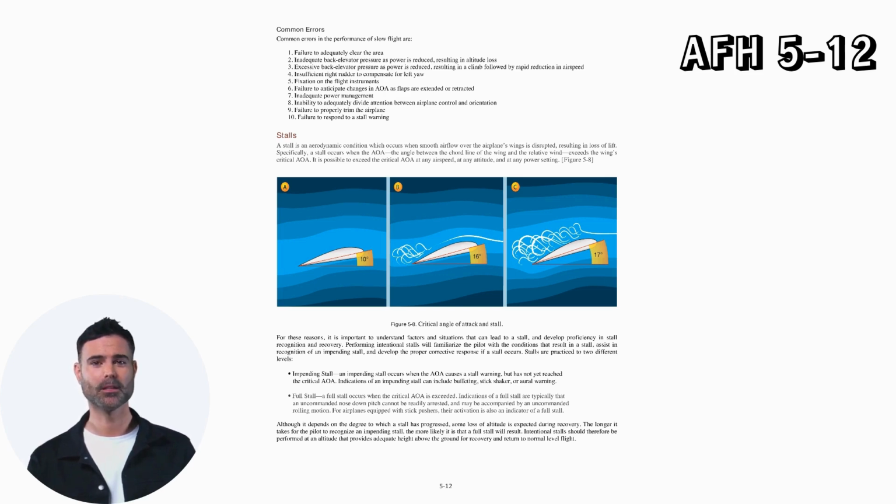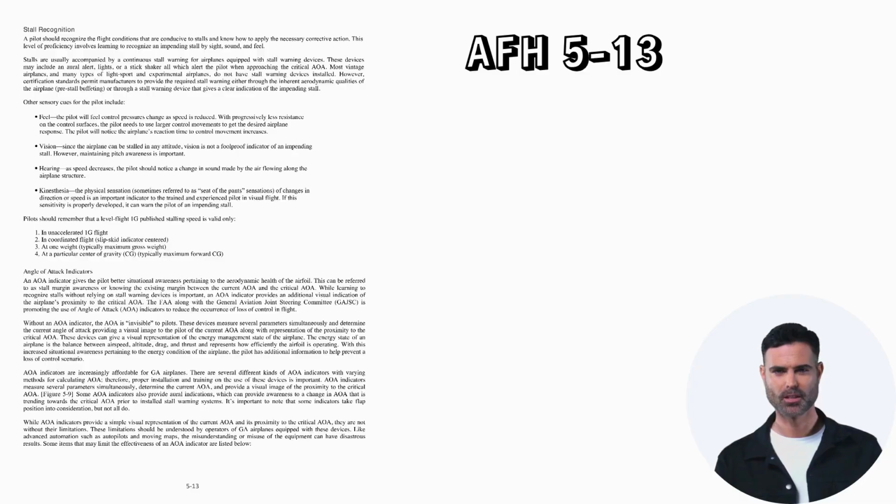The longer it takes for the pilot to recognize an impending stall, the more likely it is that a full stall will result. Intentional stalls should therefore be performed at an altitude that provides adequate height above the ground for recovery and return to normal level flight. Stall recognition. A pilot should recognize the flight conditions that are conducive to stalls and know how to apply the necessary corrective action. A high level of proficiency involves learning to recognize an impending stall by sight, sound, and feel.